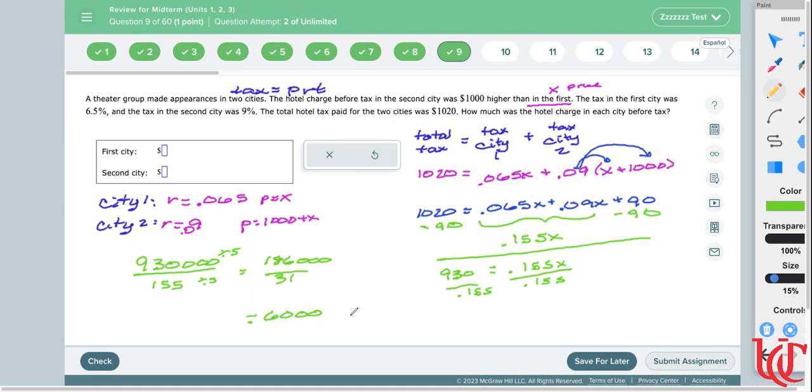So x is 6,000, so that's what we have here. And that's what we paid in the first city, 6,000. And then the second city was 1,000 more, so this will be 7,000. And we can put that into our problem. And 7,000.